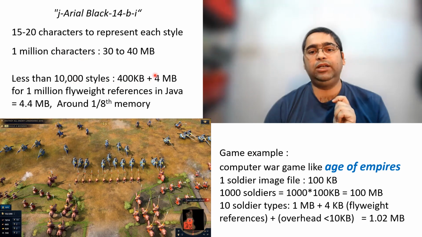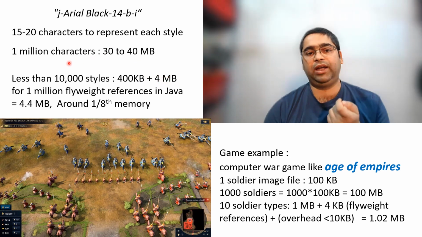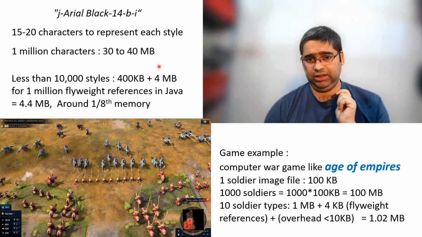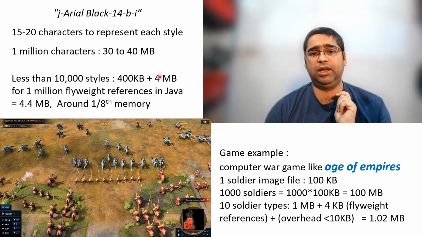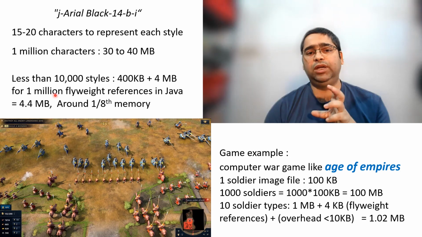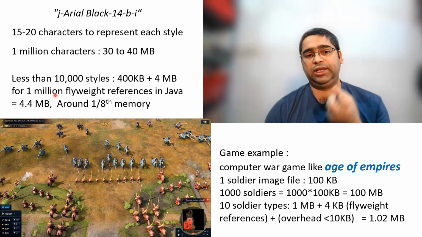Plus we will need to store the reference variable for each character. Actually, instead of a character, we will be storing the reference variable for that given style. In Java, the size of a reference variable is 4 bytes. So it's 4 into 10 to the power 6, 4 MB. So if you are storing or sharing common data or constant data using the Flyweight design pattern, then overall memory consumption will be 4.4 MB.